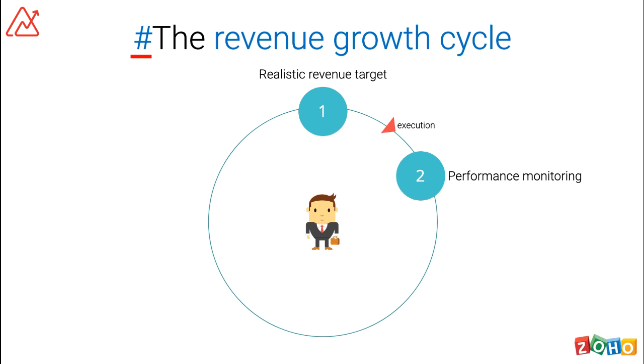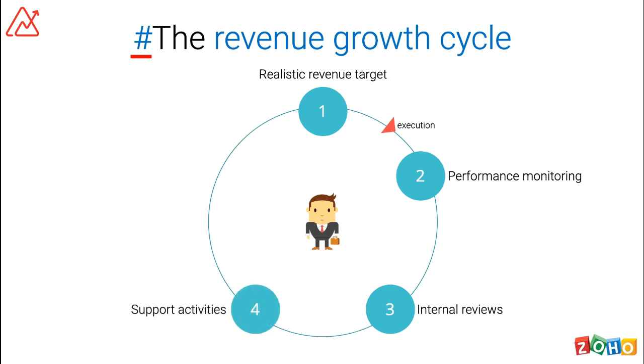Once you're done with that, you get monitored through internal reviews as step 3 in the revenue growth cycle. Step 4 is all about introspecting the effectiveness of your supporting activities. And finally, you lay down a course correction to help you align your activities to achieve the desired revenue growth.